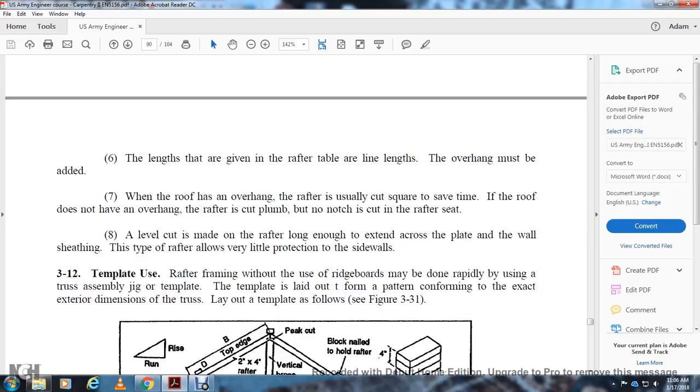Alright, six lengths are given in the rafter table and our line length. The overhang must be added when cutting the roof overhang. The rafter is usually cut square at the same time. The roof does not have to overhang. The rafter is cut plumb, but no notch is cut in the rafter seat.